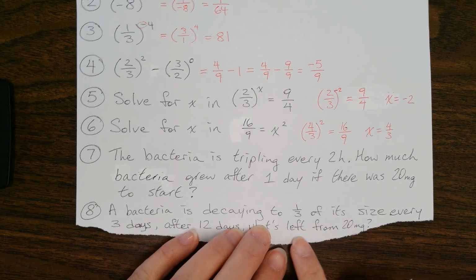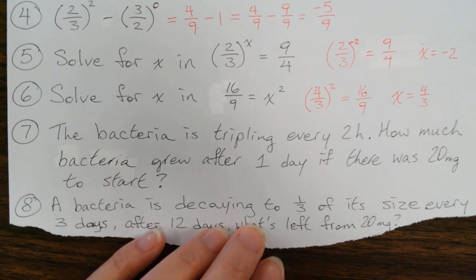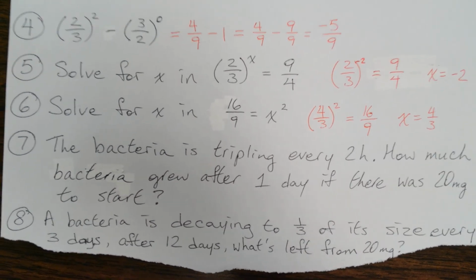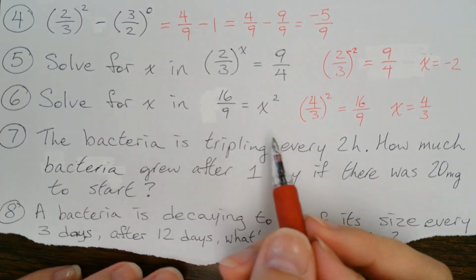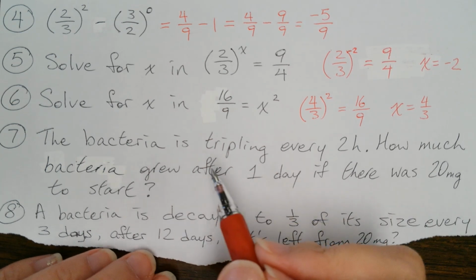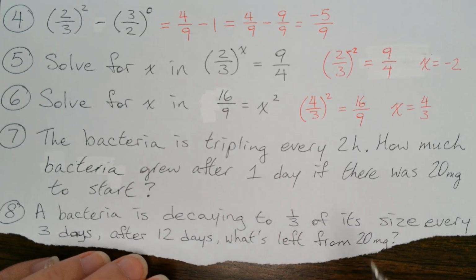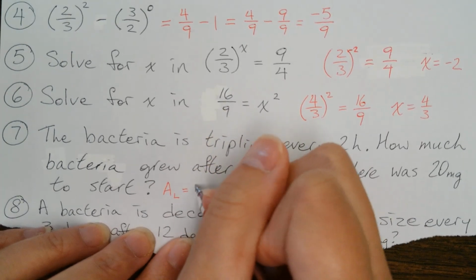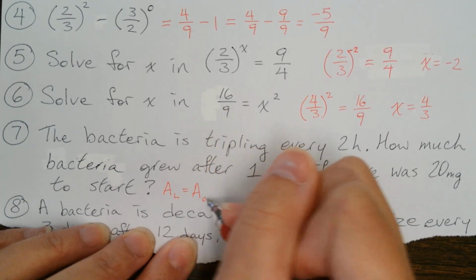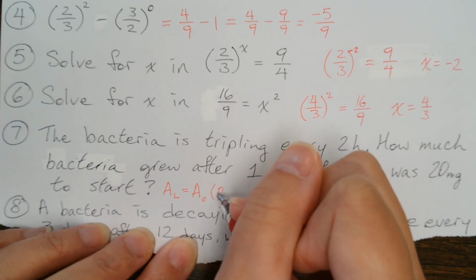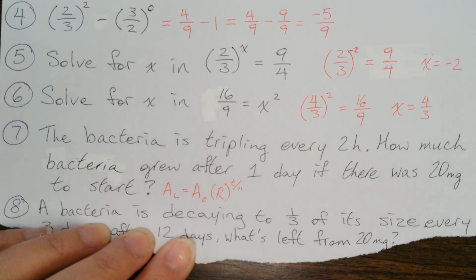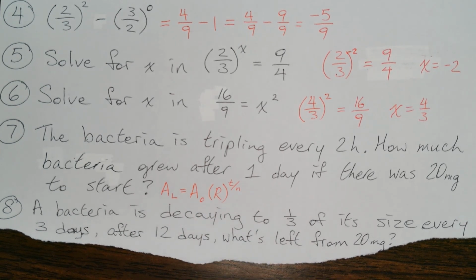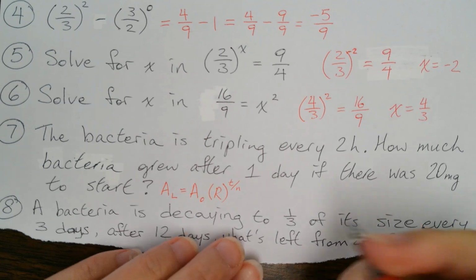Okay? I'm going a little fast right now because of the time. We only have about 3 minutes left. The bacteria is tripling every 2 hours. How much bacteria grew after 1 day if there was 20 milligrams to start? So the general equation, remember, is A equals A naught times the rate to the power of T over N. All right, that's the only equation you need to know for the quiz tomorrow.